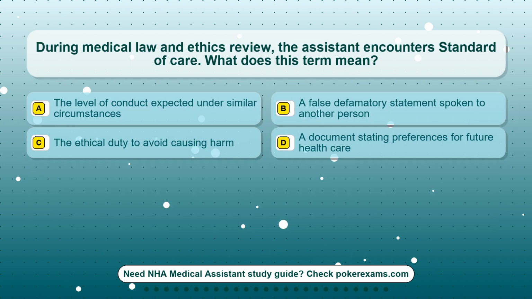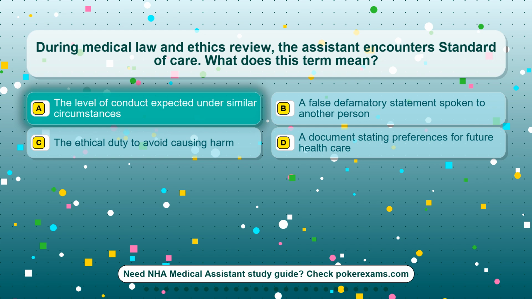Question 21. During medical law and ethics review, the assistant encounters standard of care. What does this term mean? Option A, the level of conduct expected under similar circumstances. Option B, a false defamatory statement spoken to another person. Option C, the ethical duty to avoid causing harm. Option D, a document stating preferences for future health care.